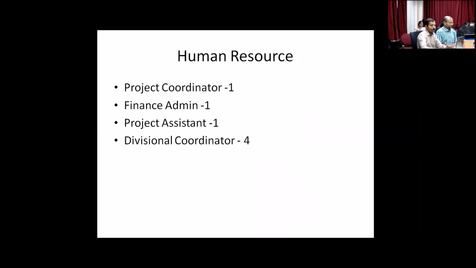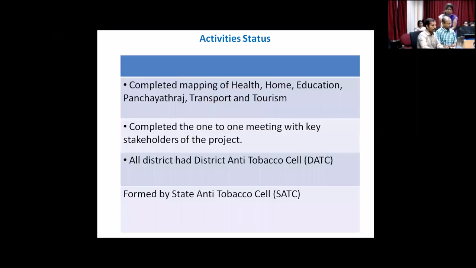Totally we have 7 staff, including me as project coordinator, 1 finance admin, a project assistant, and 4 divisional coordinators throughout all the 30 districts of Karnataka. The basic work we did at the initial stage of the program was the baseline survey, to understand the quantum of the problem and the current situation of Karnataka in terms of tobacco.